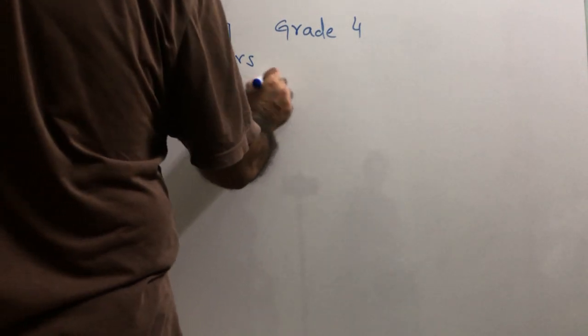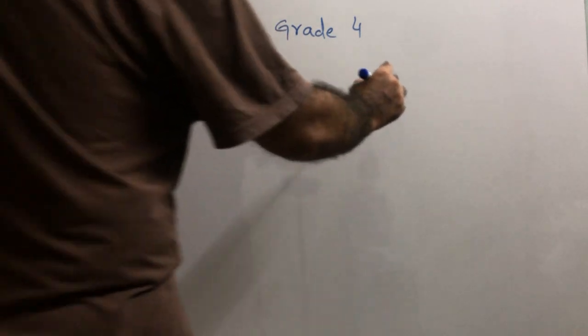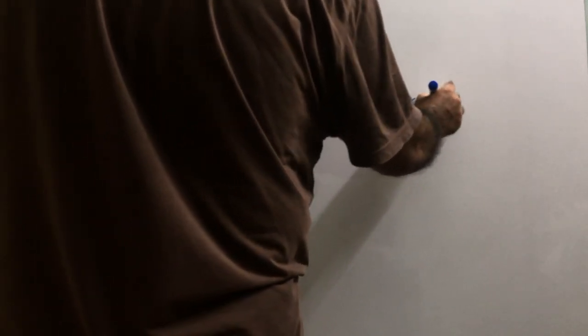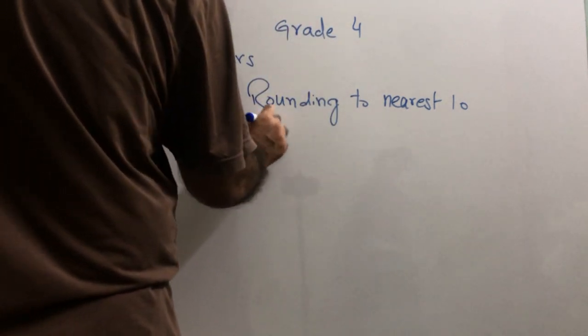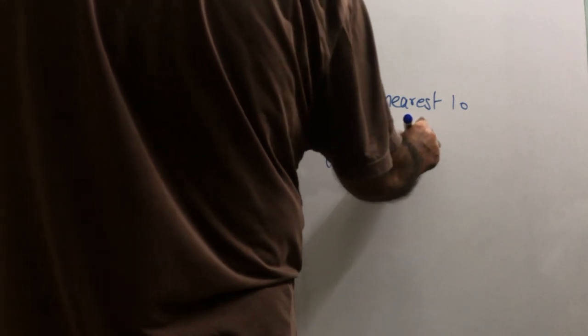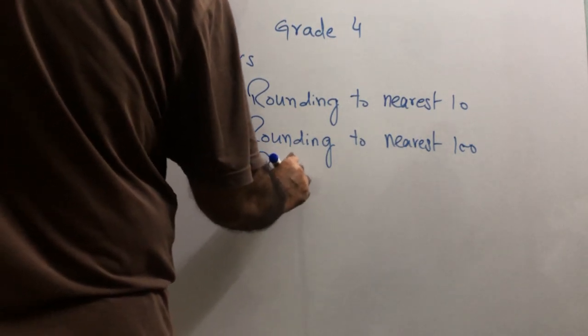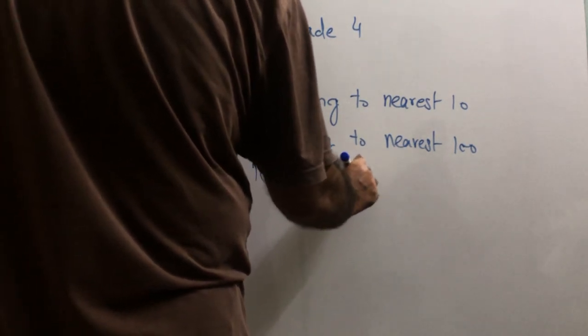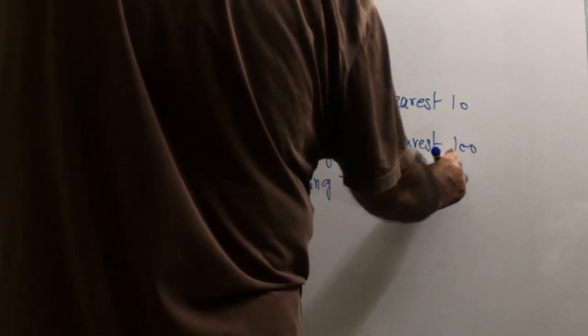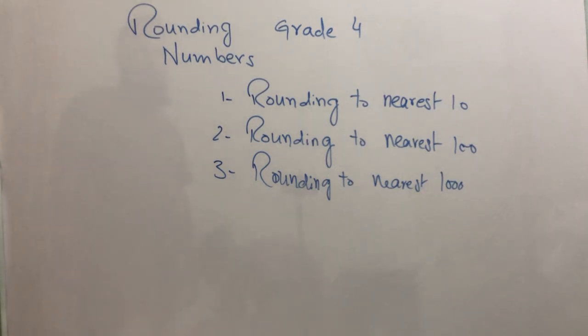Number 1 is rounding to nearest 10. Number 2, rounding to nearest 100. And number 3, rounding to nearest 1000. Okay, there are 3 different types or subjects we need to consider in this video.